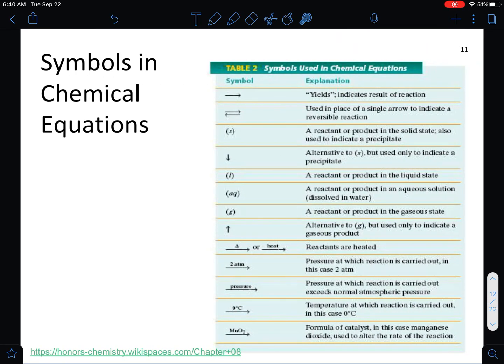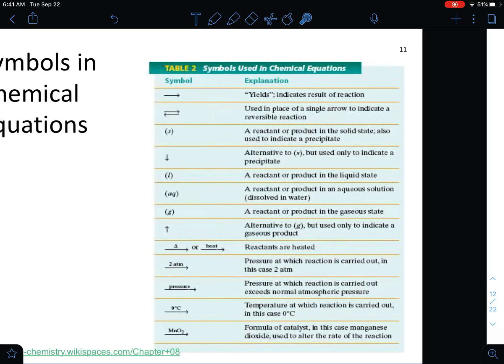Here are some chemical symbols that you guys might see. We got an arrow. There's also a double-sided arrow, which just means that the reaction is reversible. And some of the more common ones you will see specifically in this class are this S in parentheses, which means solid, an L, which means liquid, G, gas, and this AQ, which means aqueous. It just means that the substance is dissolved in water.